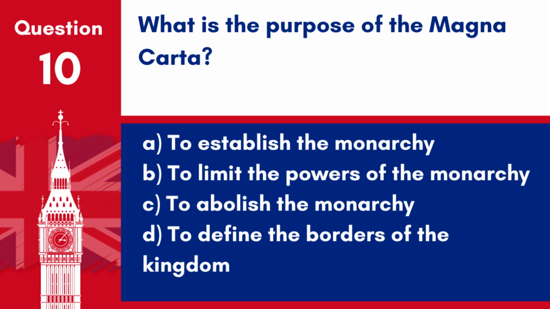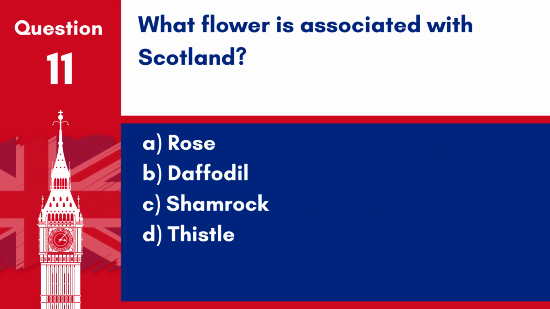Question 10. What is the purpose of the Magna Carta? A. To establish the monarchy. B. To limit the powers of the monarchy. C. To abolish the monarchy. D. To define the borders of the kingdom. Answer: B. To limit the powers of the monarchy. The Magna Carta was crucial in limiting the powers of the king and ensuring legal rights, setting the foundation for future legal systems.